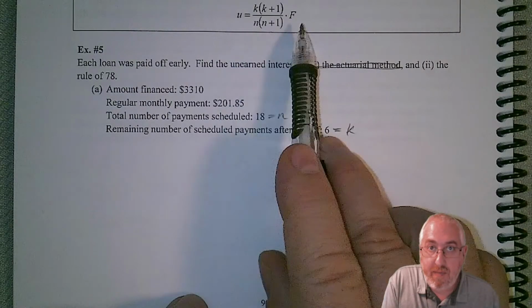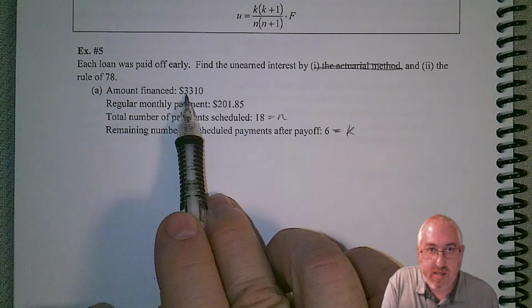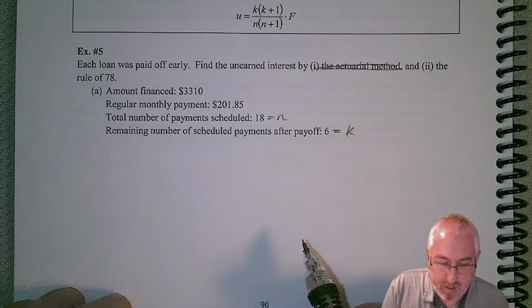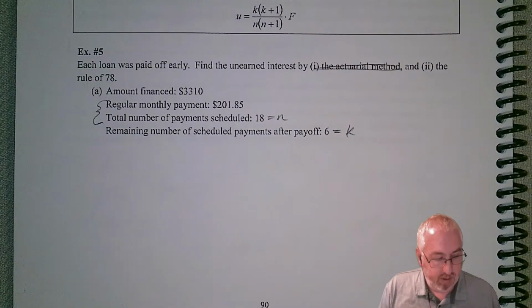That's our interest. If we know how much we're financing and we know how much we're paying each month, how do we get that interest? Seems like we did a problem very similar to this already. The first thing we need to do is find out how much we're paying back. If we multiply those two together, that will do it for us.